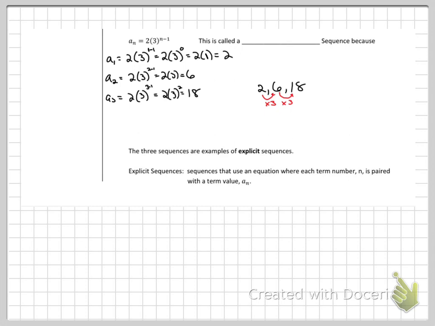Expect to need a calculator for some problems this chapter. 18 times 3 is 54. 54 times 3 is 162. But they asked for 5 terms. So when you are multiplying the previous term by the same number to get the next term, that's called a geometric sequence because it is multiplying by the same number to get the next term.